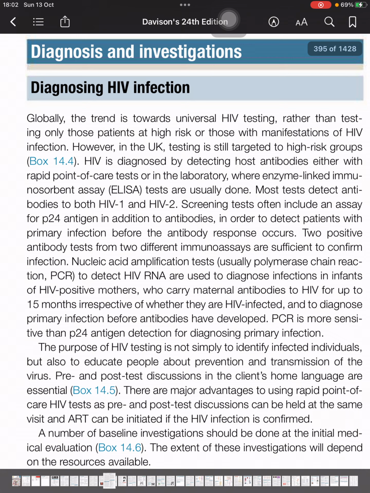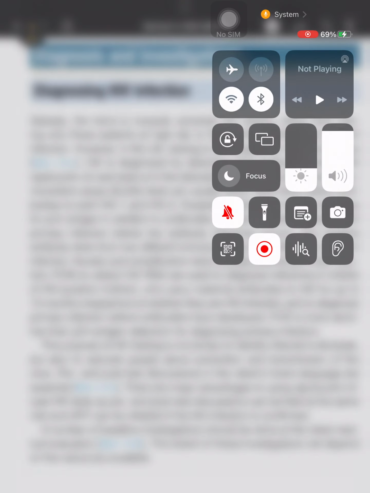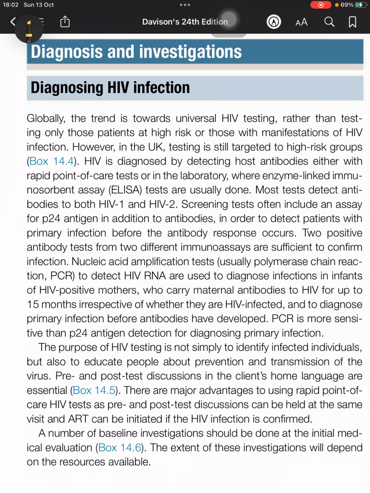HIV is diagnosed by detecting host antibodies either with rapid point of care tests or in the laboratory. Enzyme ELISA tests are usually done. Most tests detect antibody to both HIV-1 and HIV-2. Screening tests often include an assay for P24 antigen in addition to antibodies in order to detect patients with primary infection before the antibody response occurs.